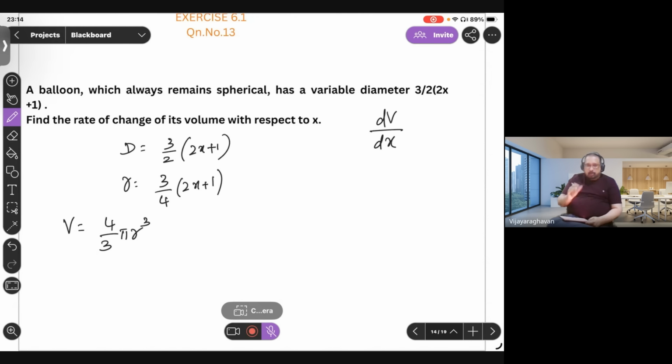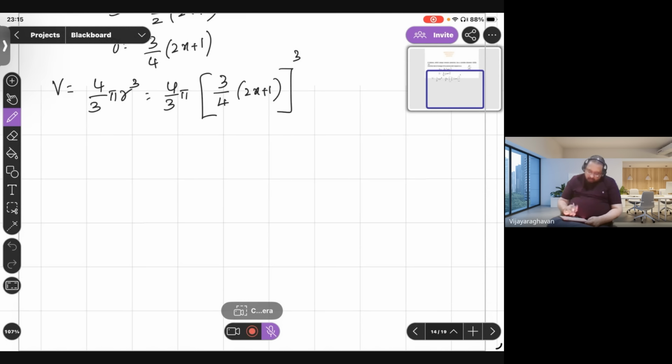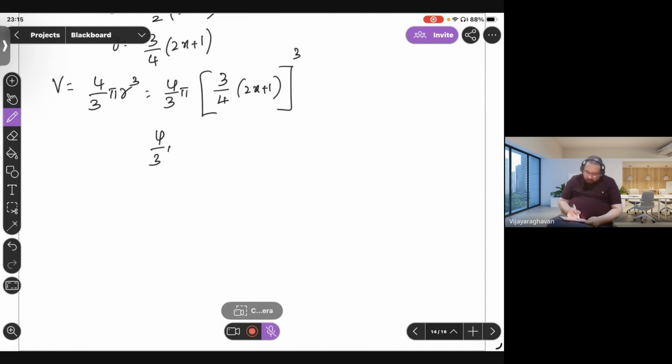If time factor is not there, you can just try for other variables as per the needs of the question. So V equals 4 by 3 pi, you cube this, 3 over 4 times 2x plus 1 the whole cube. This gives us 4 over 3 pi times 3 cube over 4 cube times 2x plus 1 the whole cube.